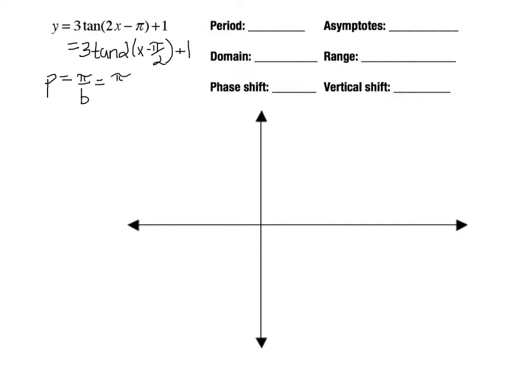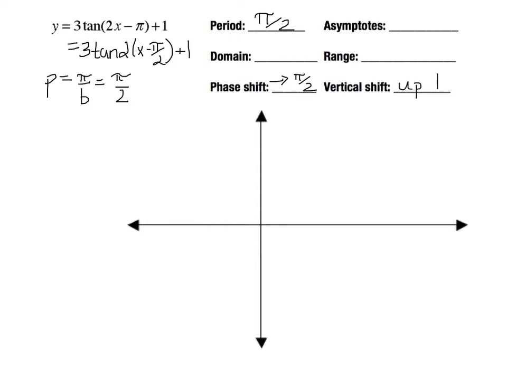So my period is going to be pi divided by b. In this problem, b is right here. It doesn't matter if it's factored out or not, so b is 2. So we're going to have pi divided by 2. So there's my period, pi divided by 2. Asymptotes, domain, and range will come back and catch at the end. Now I want to get the phase shift. It's going to be right pi over 2. And the vertical shift's going to be up 1.